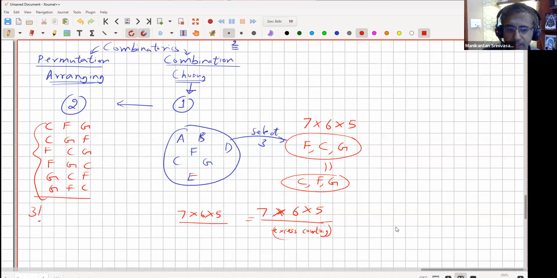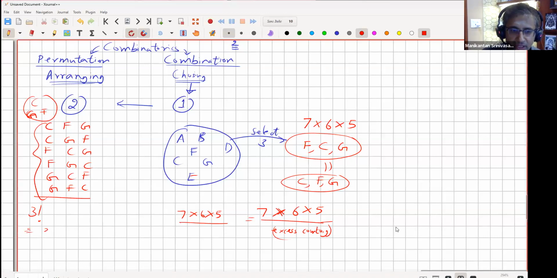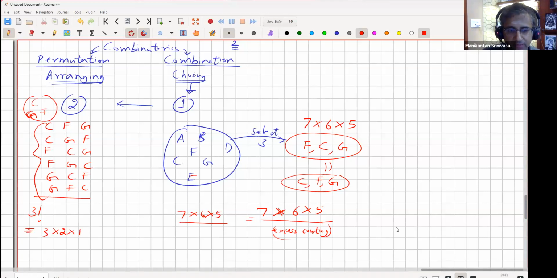And where did the 3 factorial come from? It came from this: imagine we had the group of C, G, and F. Who could we have put first? It could have been any one of the 3. Who could we have put second? And who third? So that's the 3 into 2 into 1.